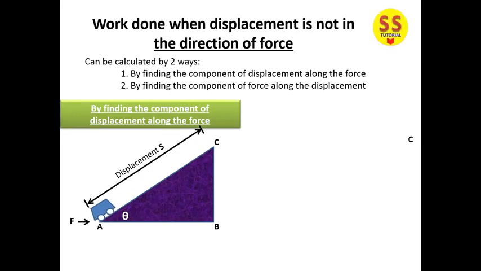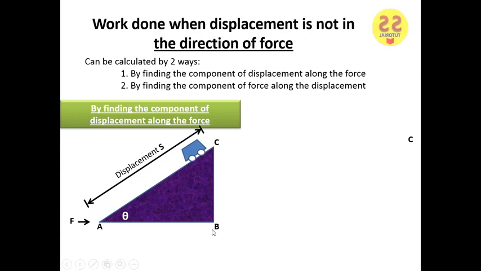To calculate the work done, we first find the component of the displacement along the force. The direction of the force is from right to left. Since the direction of the force is given, we have to find the displacement along the direction of the force. So the displacement is AB. AB is the distance it covered, but we have to find the displacement, which is A to B. So we have to find the AB displacement.